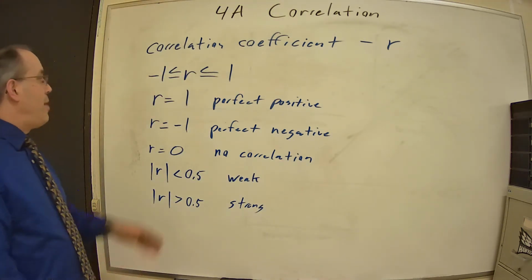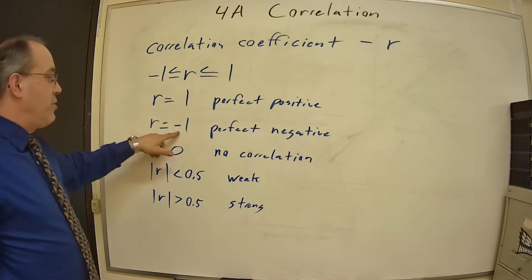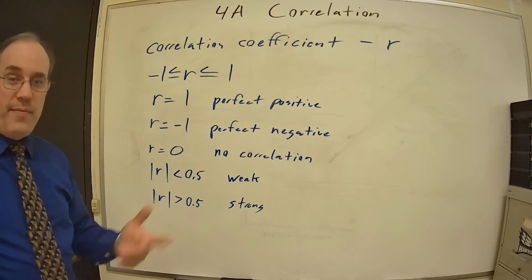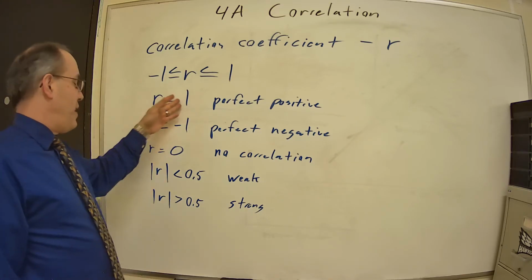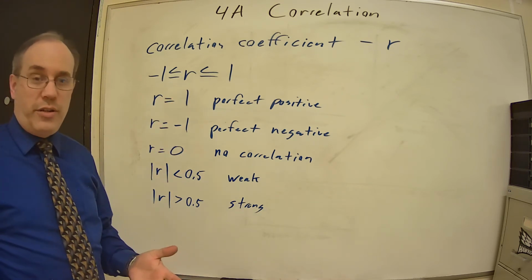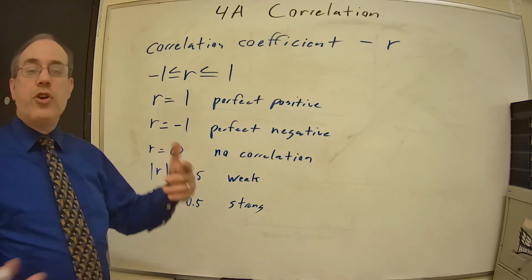So what's that mean? Well, remember that 1 is a perfect positive correlation. -1 is a perfect negative correlation. Absolute value of 1 and -1 is 1, right? So if we have an absolute value of R that's 1, you have a perfect correlation, be it positive or negative. If R is equal to 0, we have no correlation.